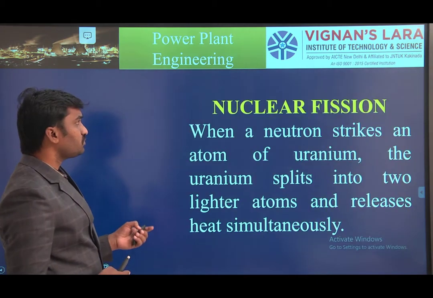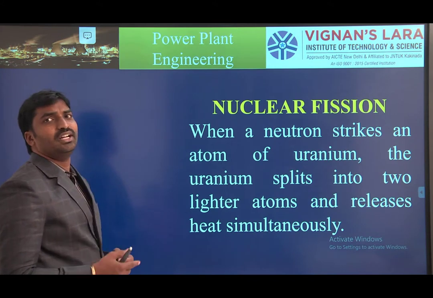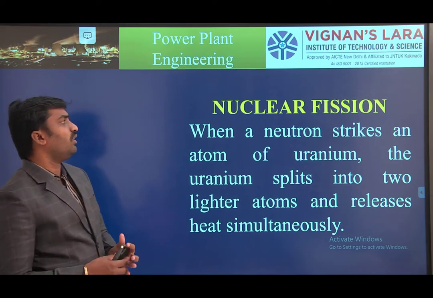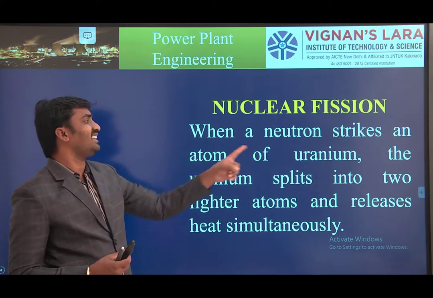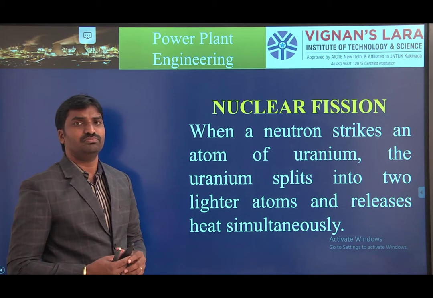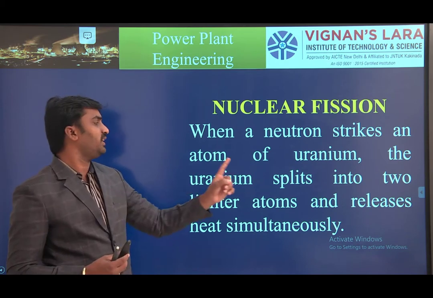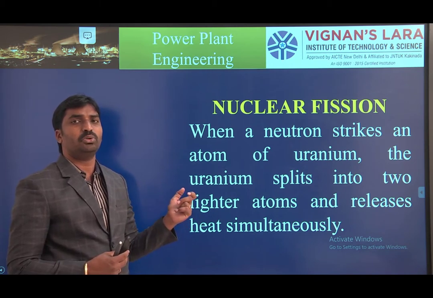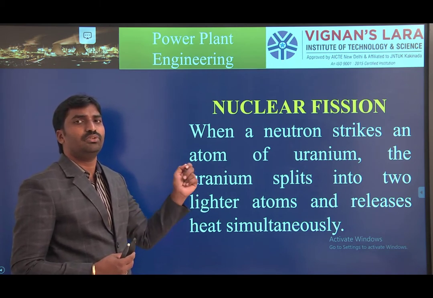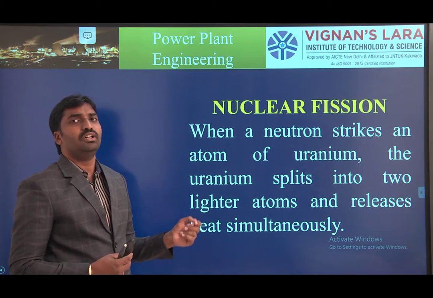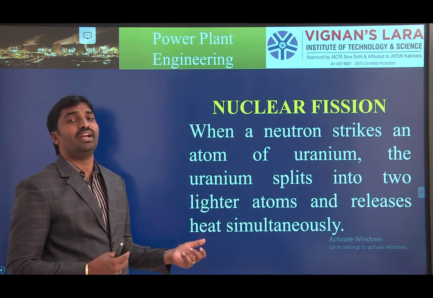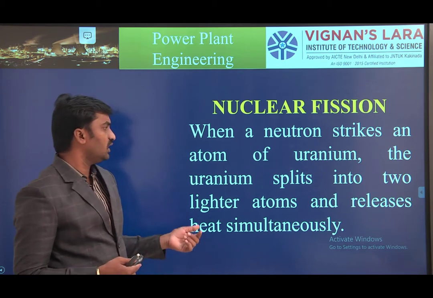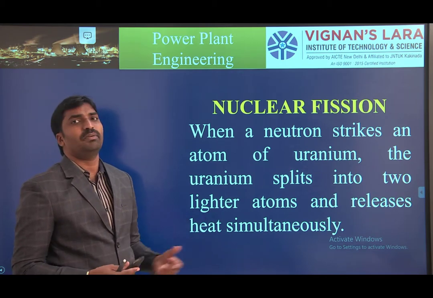What is meant by nuclear fission? When a neutron strikes an atom of uranium, the uranium splits into 2 lighter atoms. As seen previously, uranium-235 struck with one neutron is divided into barium and krypton, 2 lighter atoms, and similarly it releases 3 neutrons and releases heat simultaneously.